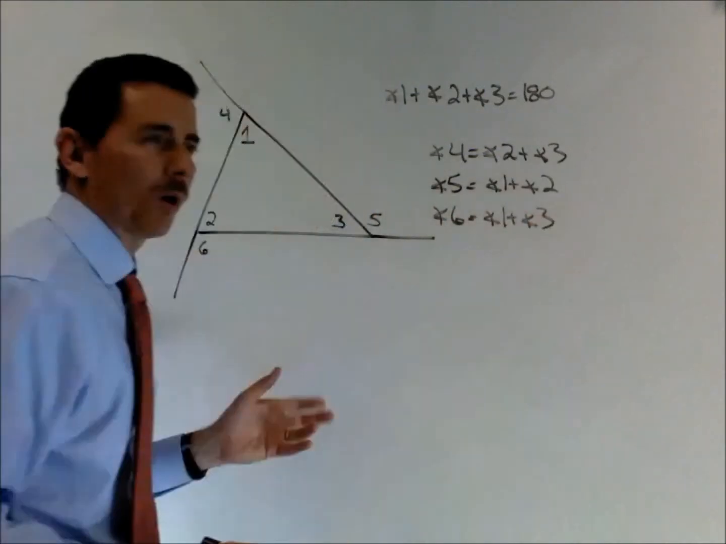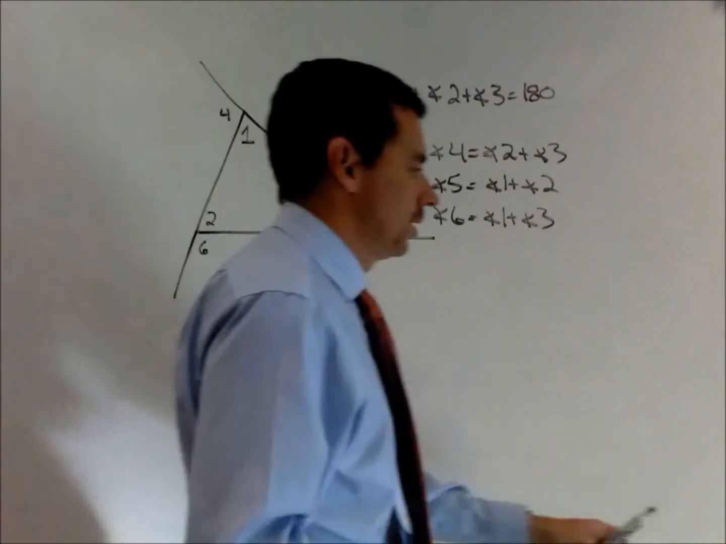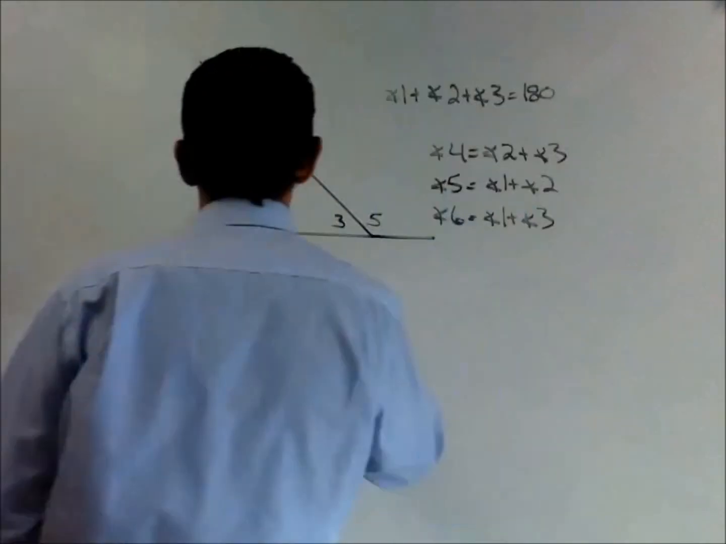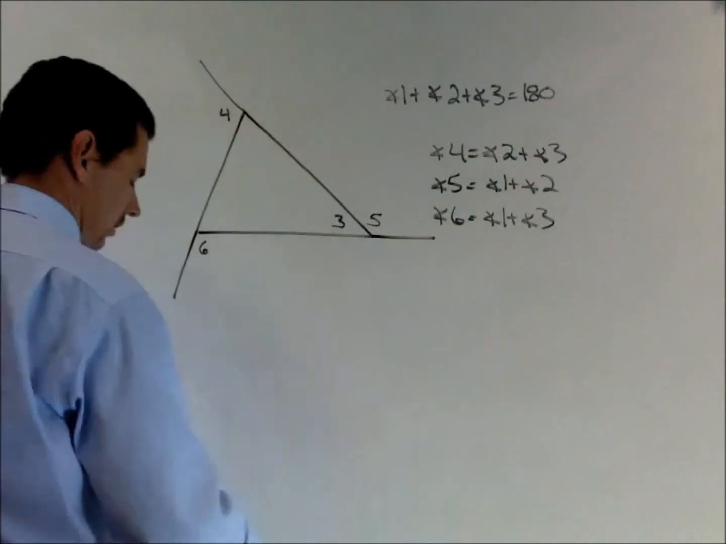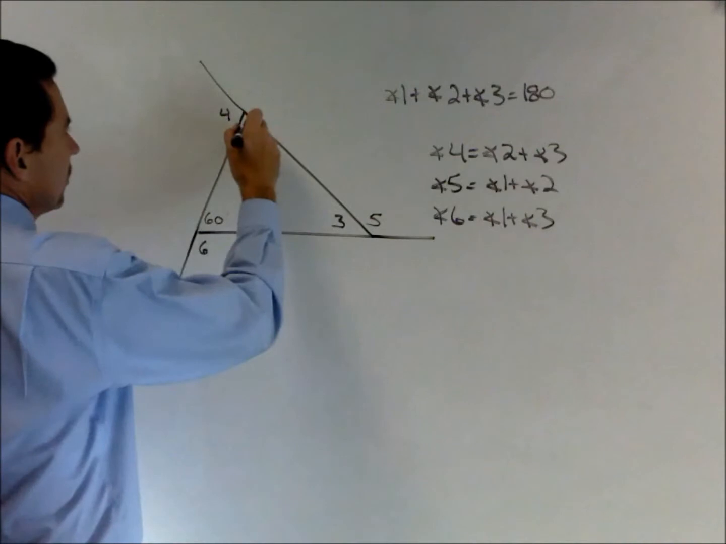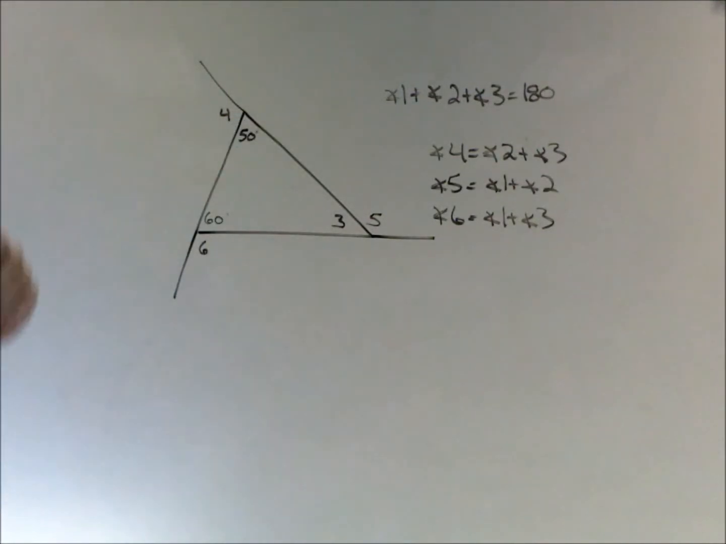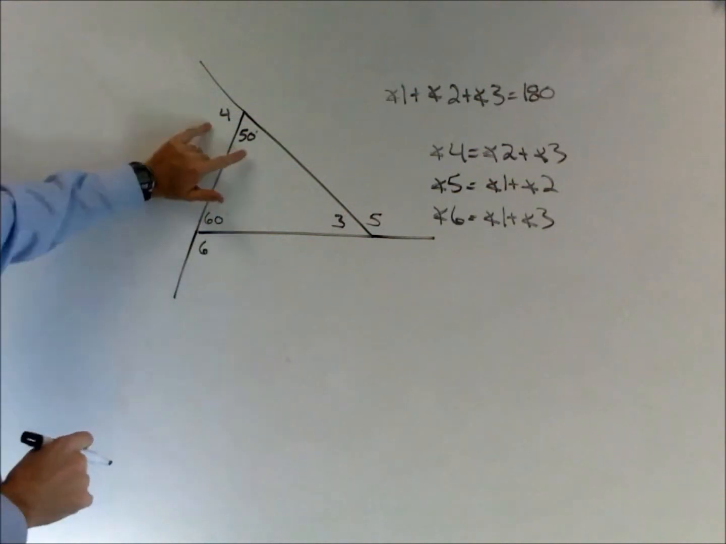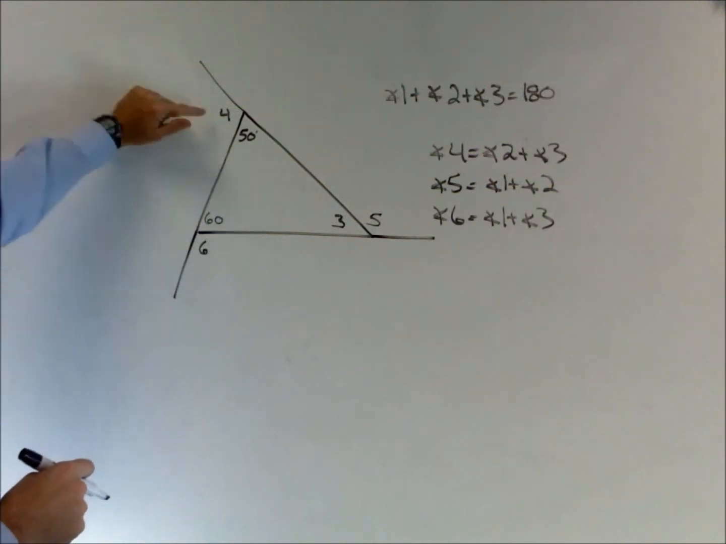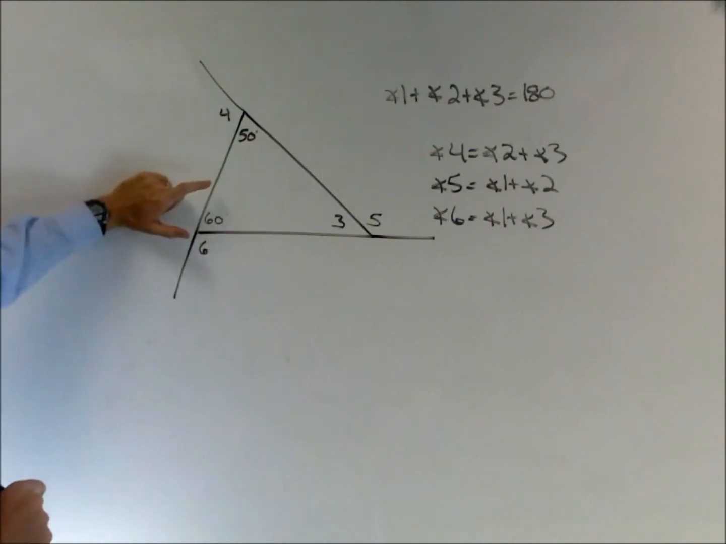Now as I look at this problem, let's erase some things and just start filling in some numbers. Suppose they gave me two angles right here. Suppose this was 60 degrees, and let's suppose this was 50 degrees. Now we could work our way around this figure and say, well, these two have to add up to 180. So I know if that's 50, this is going to be 130. I know these two have to add up to 180. So if this is 60, angle 6 is going to be 120.